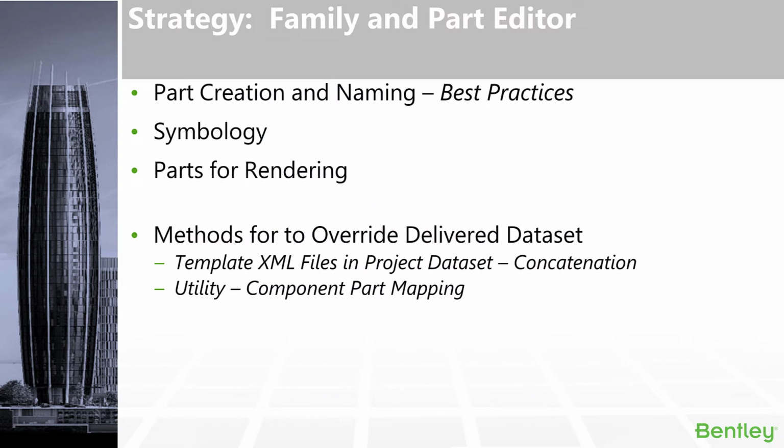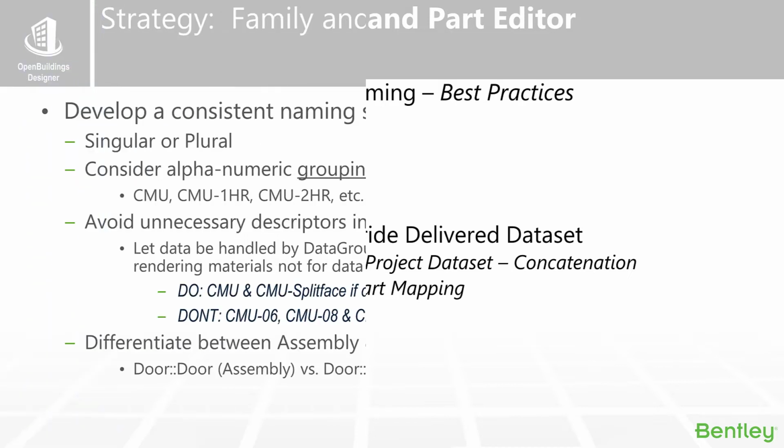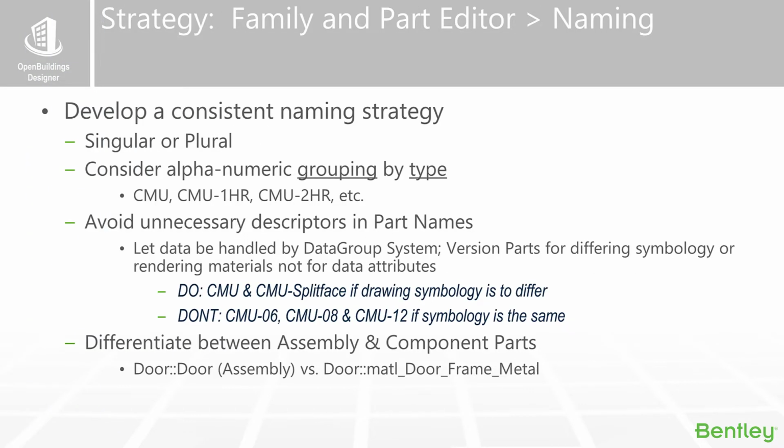And now we'll be moving on to some best practices of part naming. We'll be looking at parts for rendering, and then some methods for overriding the delivered data set. So when we go in to be creating new parts, it's just good practice. Are you going to be calling it door or doors? You want to be making everything consistent. You'd want to be naming these parts because they do list alphabetically.